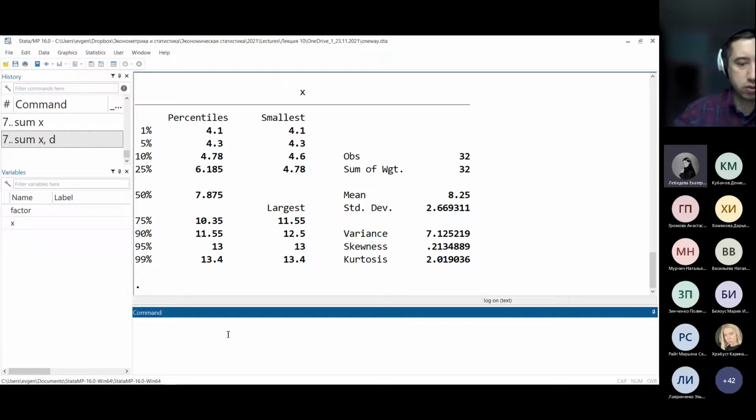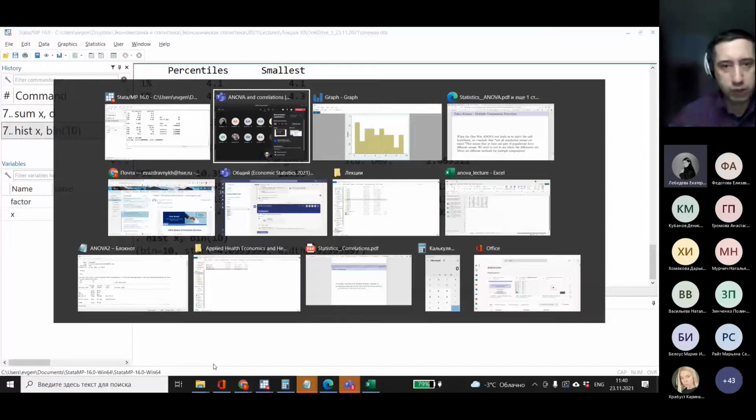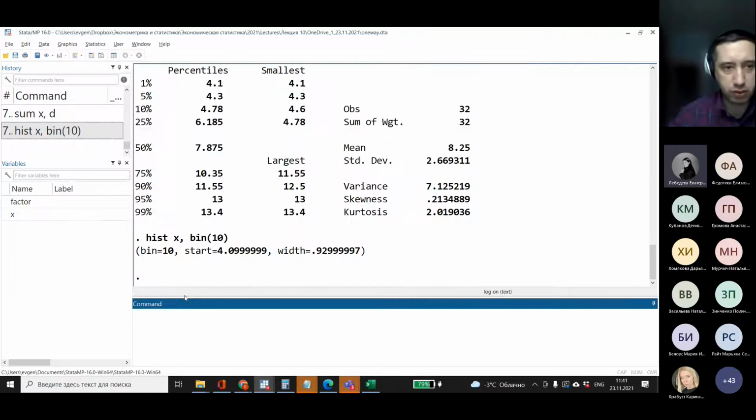Also we could make a short histogram with, for example, 10 bins. Yeah, and we can create a histogram for our x variable. Well, we see that definitely x seems that it doesn't follow a normal distribution. It could be a problem for our analysis because our sample size is small, and so it's unclear whether this distribution is normal. But anyway, let's try to use ANOVA.